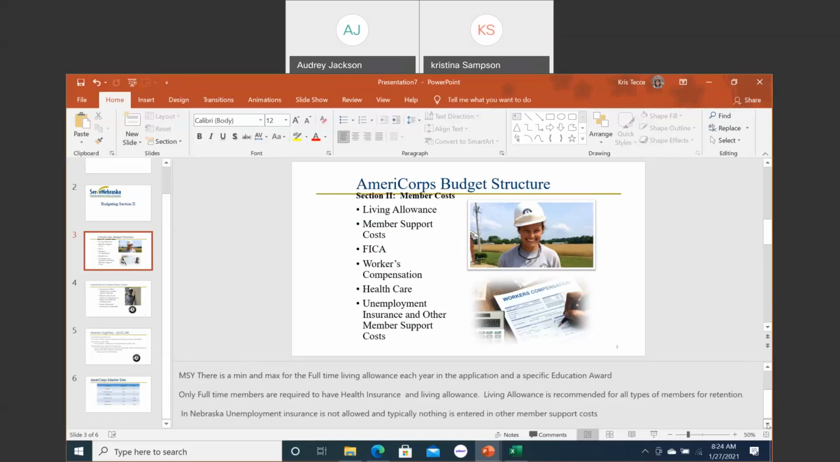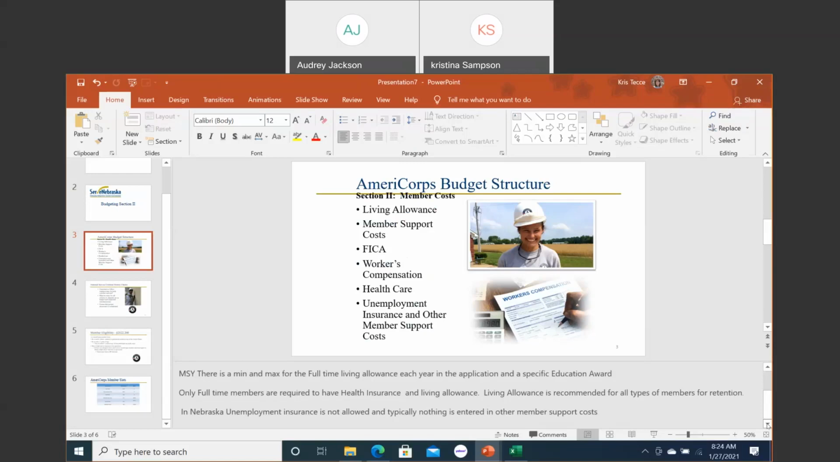Again, note that the living allowance and the other member support costs are really important around member retention. Again, you want to ensure that you are able to keep the member sustained, which is the purpose of the living allowance, for their term of service. Note that even though unemployment insurance is mentioned, it is not allowable cost in Nebraska.